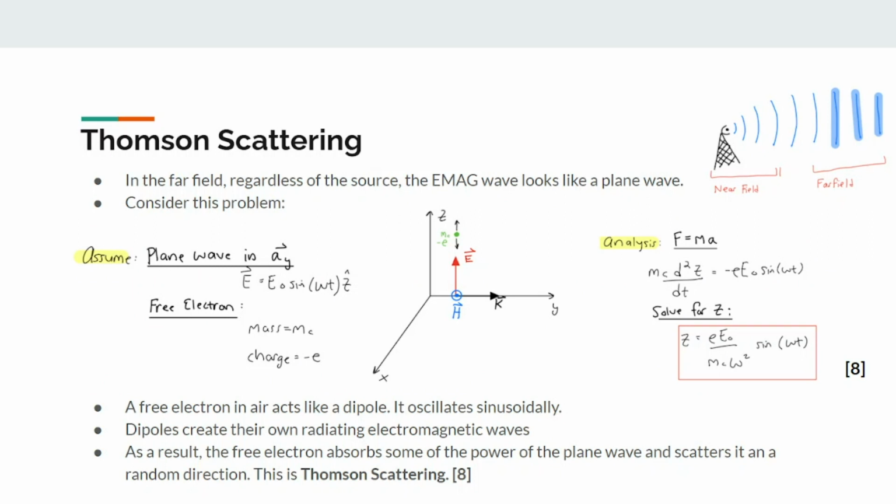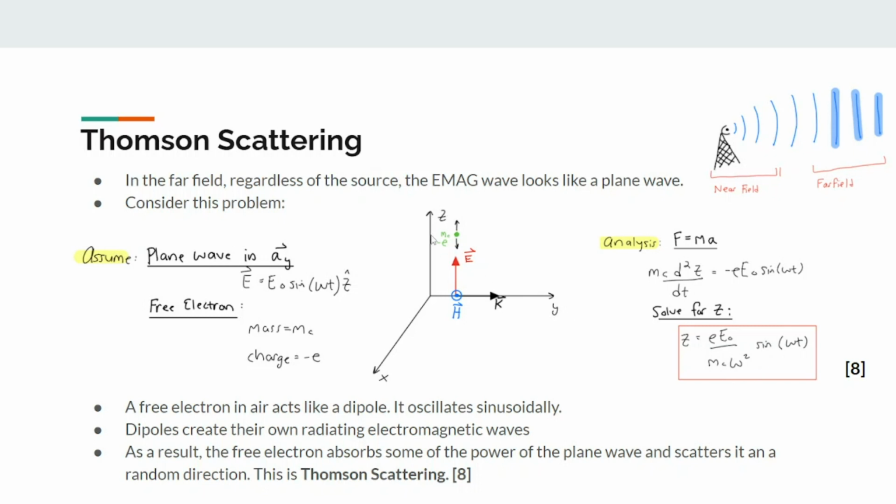So Thomson scattering. I did a little analysis. Assume a plane wave traveling in the AY direction with some propagation constant K, with E in the Z direction. A free electron has a mass of m and a charge e. This is just an electron in the air. If we do some force analysis, F equals ma, so the mass times the acceleration of this particle has to be equal to the force acting on it, which is the charge times the electric field.